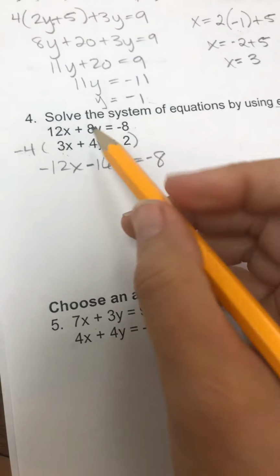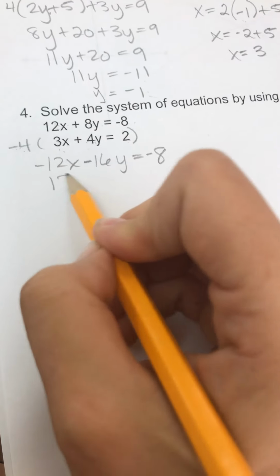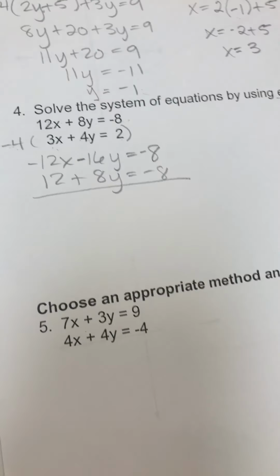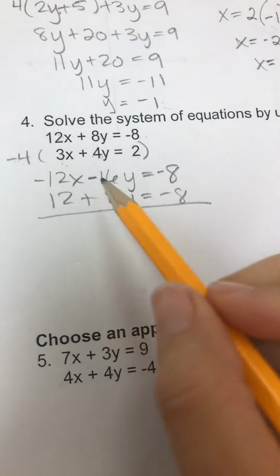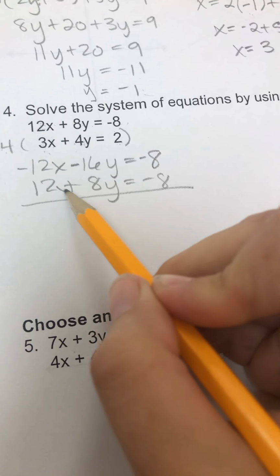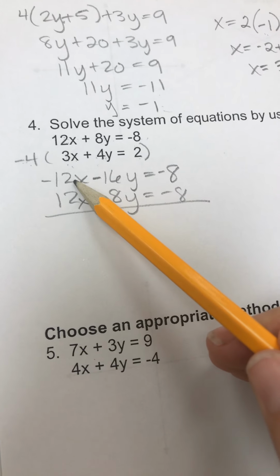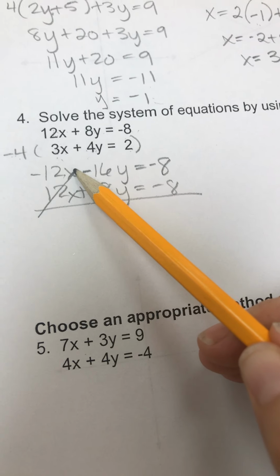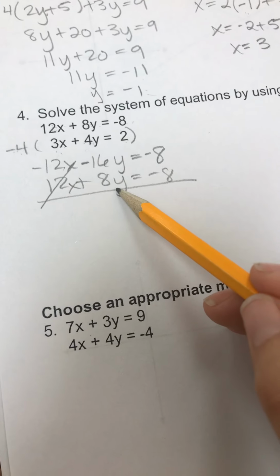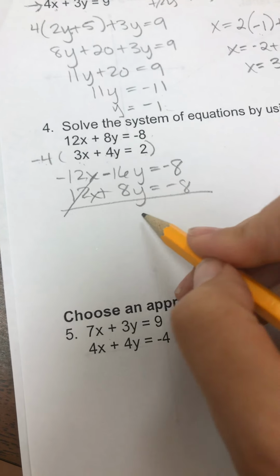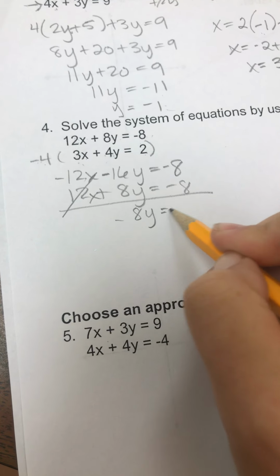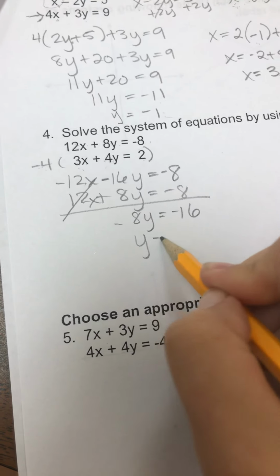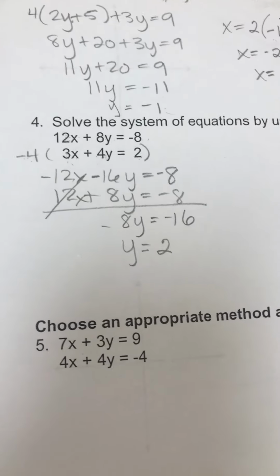Okay, so now we're going to put this one underneath it because we're going to use elimination. Remember how we're trying to eliminate one of them, cancel one of them out? So what do we have? These cancel. You have negative 12 plus 12. They eliminate each other. That's why it's called elimination. And what are you left with? You have negative 8y equals negative 16. So therefore y is equal to 2.